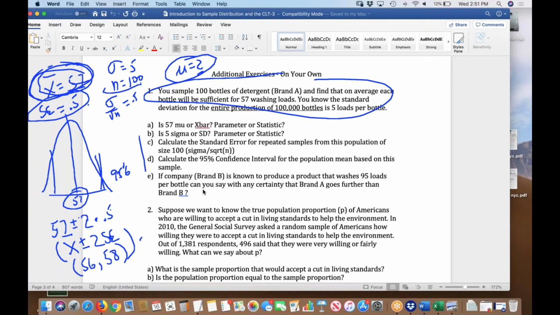And what do I call this? Anybody have any idea what I might call that? Well, first of all, how likely is it that we actually captured the population mean between these two? The probability is 95%, right? And what can we call this range here? A range of confidence. That's our 95% confidence interval.